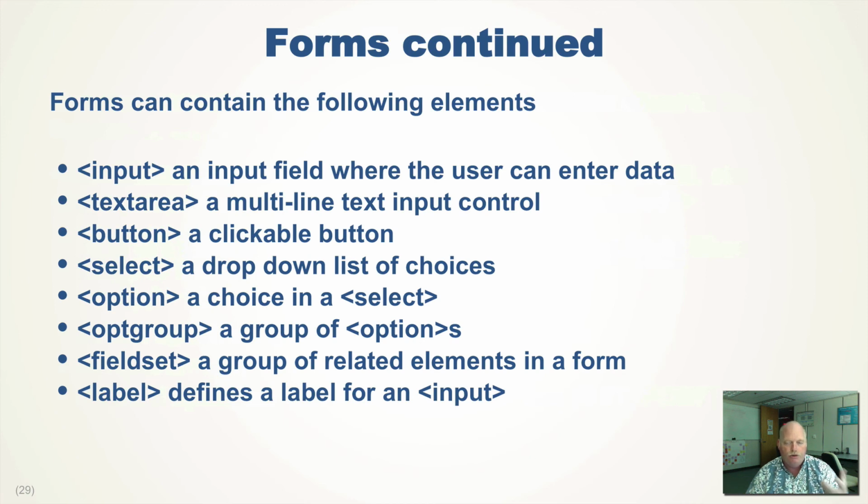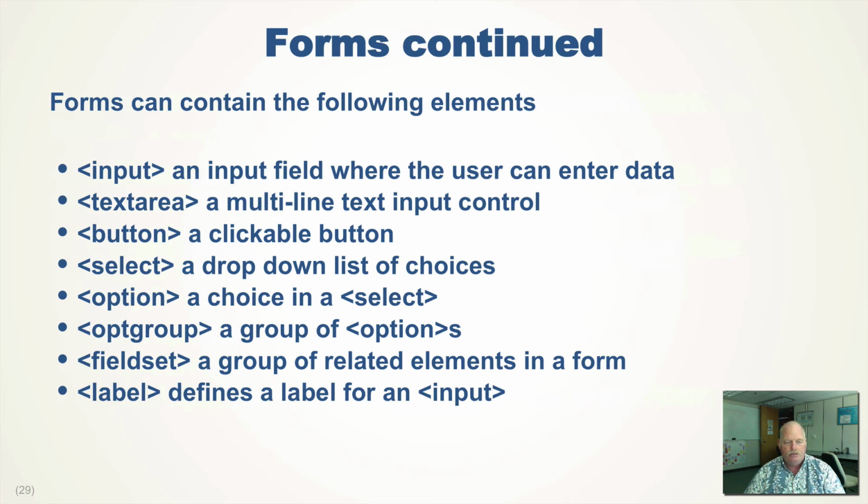So the form tag can include the following elements: an input, which is a field where the user can enter data; a textarea, which is a big text area for multi-line input; a button, which is a clickable button, often used for submitting the data; a select, which is a drop-down list of choices. Options are the choices in a select, the individual drop-down choices. The optgroup tag allows you to group options into groups.